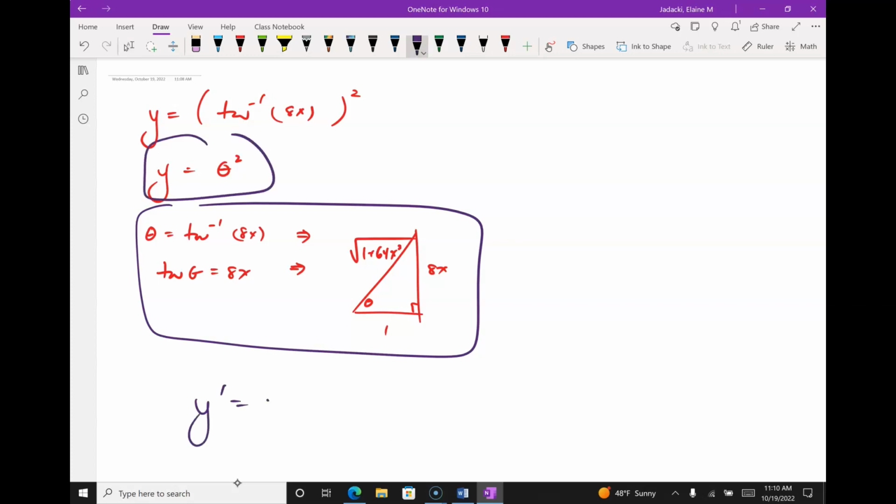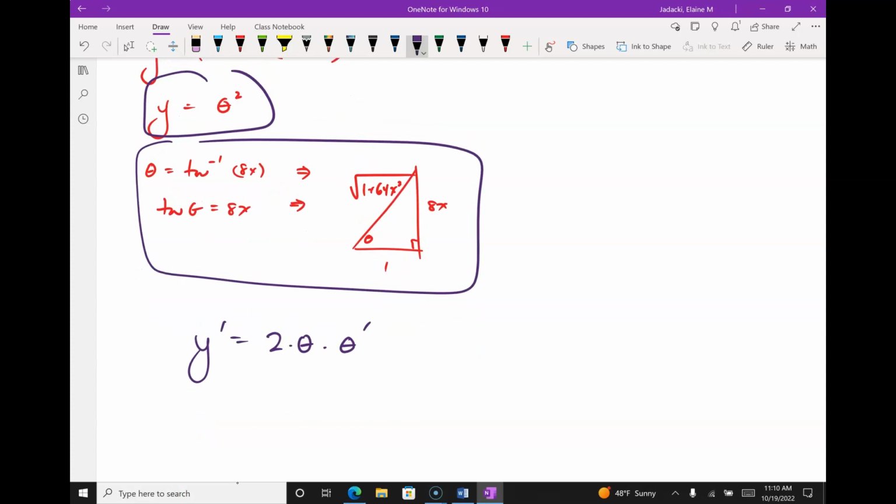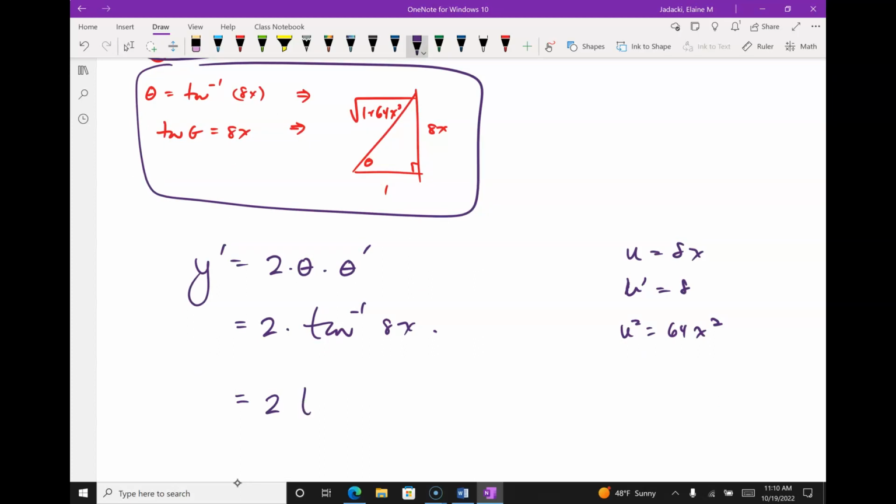So y prime is what? 2 times theta prime, right? So that is 2 times the arctan of 8x times the derivative of the arctan. How do I do the derivative of the arctan? I find u prime, I find u squared, and now I'm putting that in. 2 times the arctan of 8x times 8 over 1 plus 64x squared.